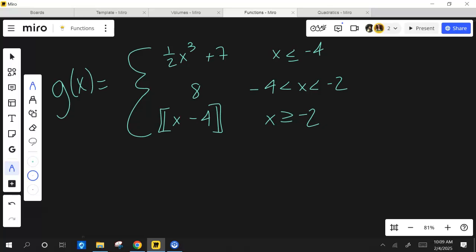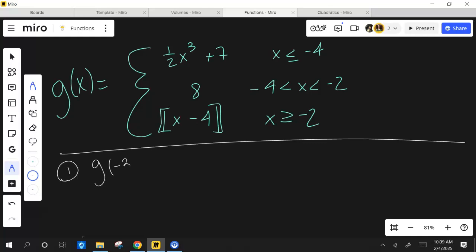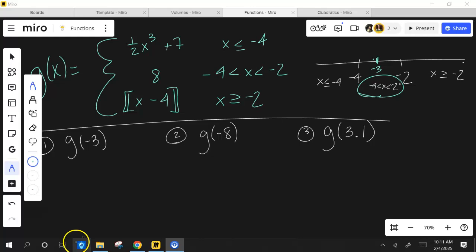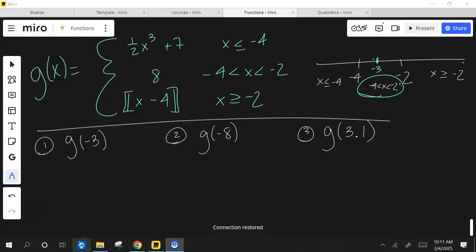All right, so I'm going to give you 3 problems, and I'm going to give you just a minute to do them. The first one, I'm going to ask you to find g of -3, and then g of -8, and then g of 3.1. That's your greatest integer. You always round down, though. Always round down.